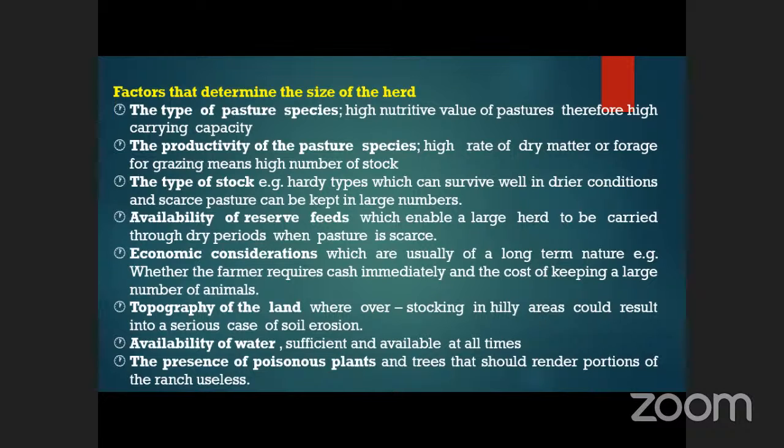The other point says economic considerations, which are usually of long-term nature. For example, whether the farmer requires cash immediately and the cost of keeping a large number of animals. A person may want only 2 cows, or a person could want 10. Why? Maybe he's having challenges in accessing the feeds to feed the animal, or maybe he wants to sell them off to get money and buy something else. So those factors may determine the size of the herd.